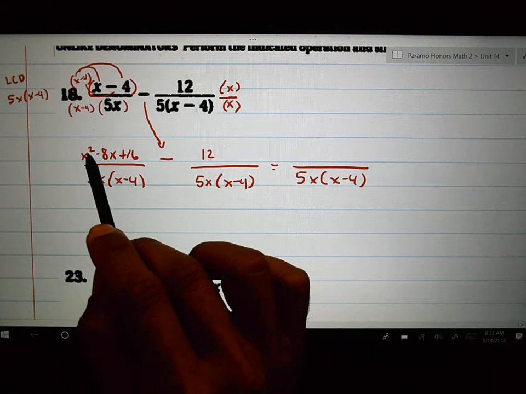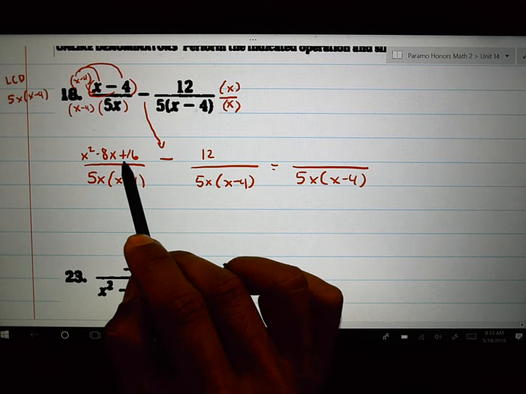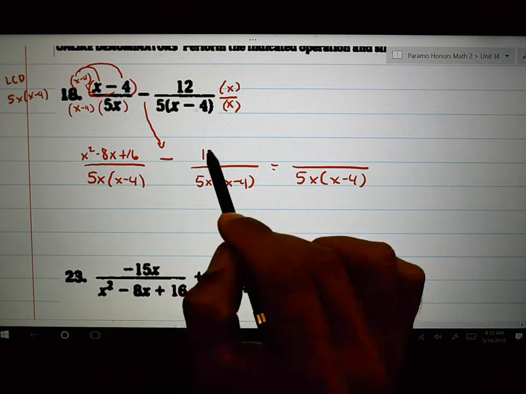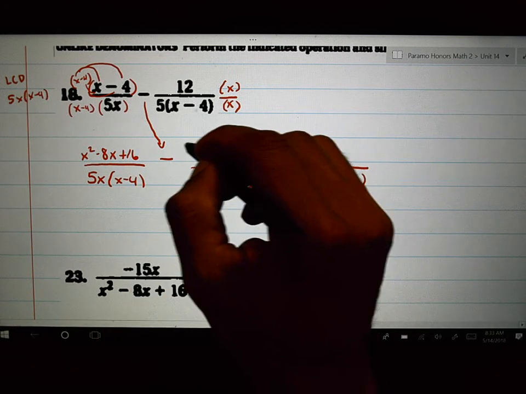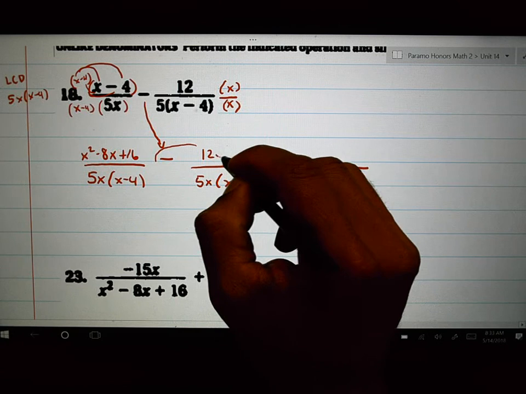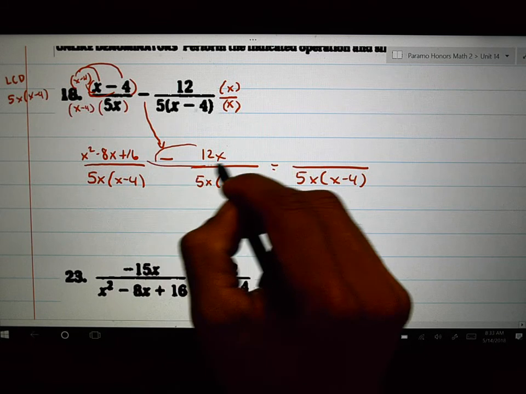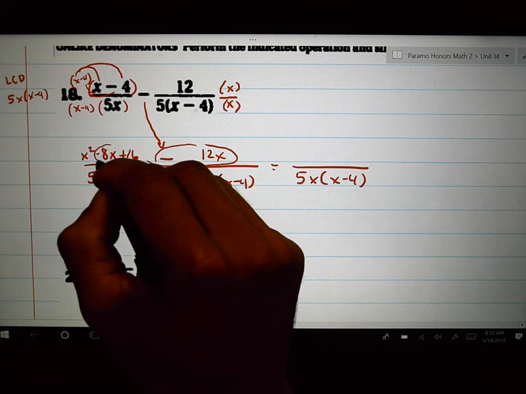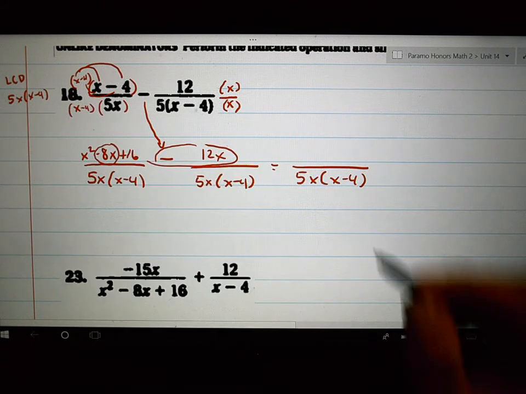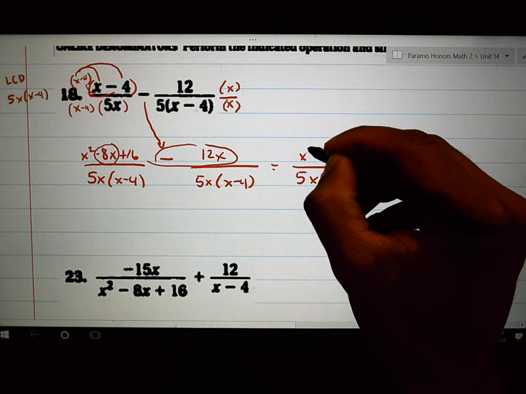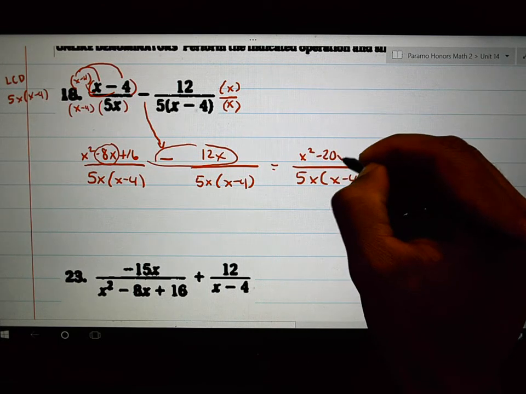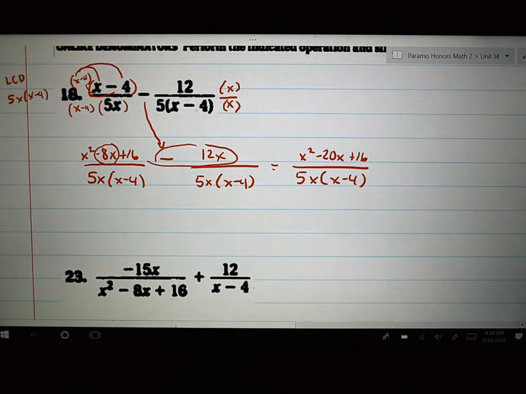I have x squared minus 8x plus 16 minus 12x. Thank you very much. That's what I meant to say. So when I put this minus 12x, it's going to combine with that negative 8x, and I see x squared minus 20x plus 16.